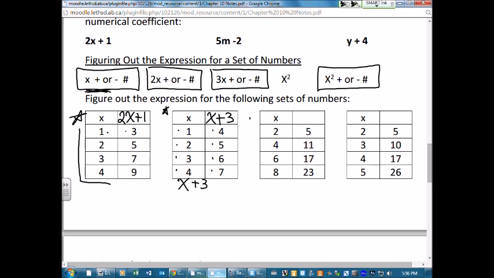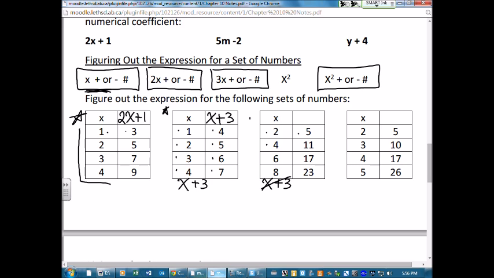So, again, I'm going to start with x. And if x is 2, I would have to add 3 to it to get to 5. So I'm going to try that, x plus 3. So if x is 4 and I add 3 to it, that's 7, not 11. So that means this one's wrong.